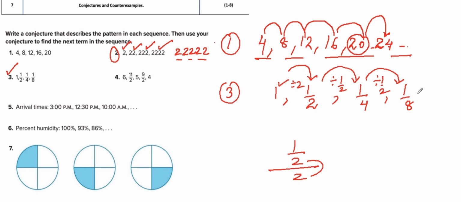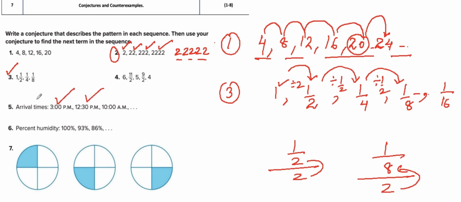So what is half of 1 over 8? What should the next term be? It will be 1 over 8 divided by 2, which is 1 over 16. So the next term is 1 over 16. Every time we are halving. This is easy now. Now question numbers 5, 6, 7.